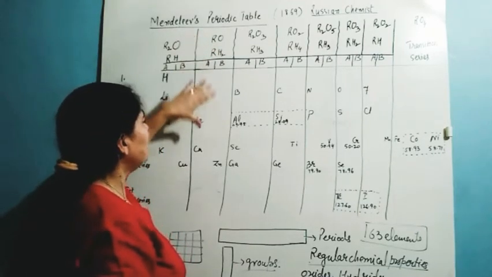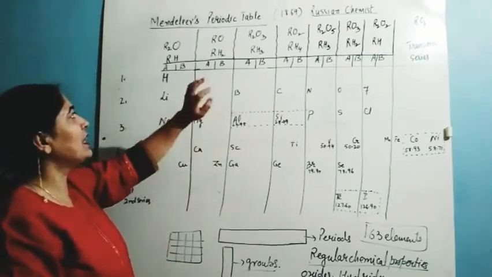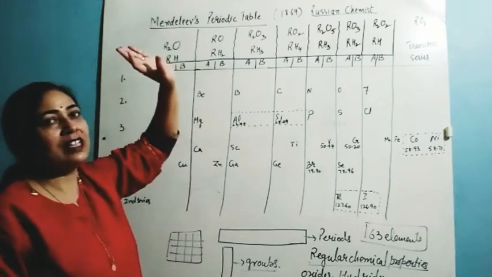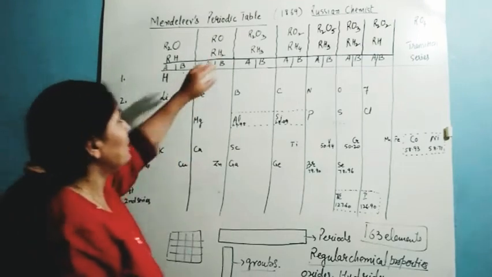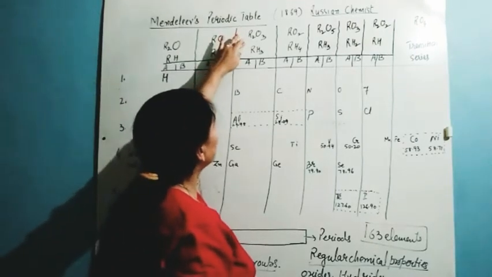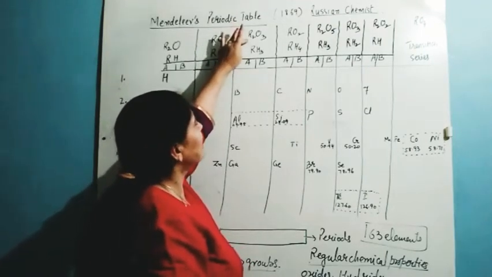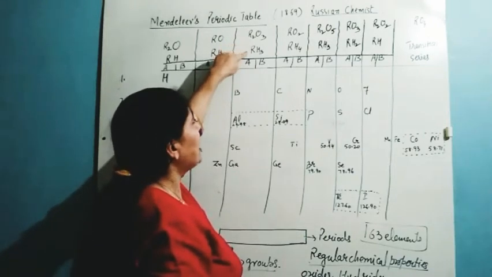So it means these elements which are present in the second group, in the first subgroup and the second subgroup, all follow these general formulas of the oxides and the hydrides when they react with oxygen and hydrogen. Similarly, if you take the third group, you will find that the general formula of the oxides is R2O3, and the general formula of the hydrides is RH3.